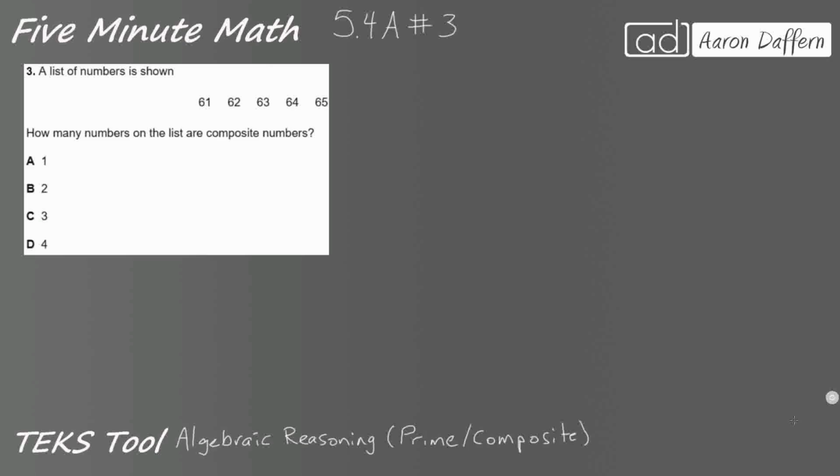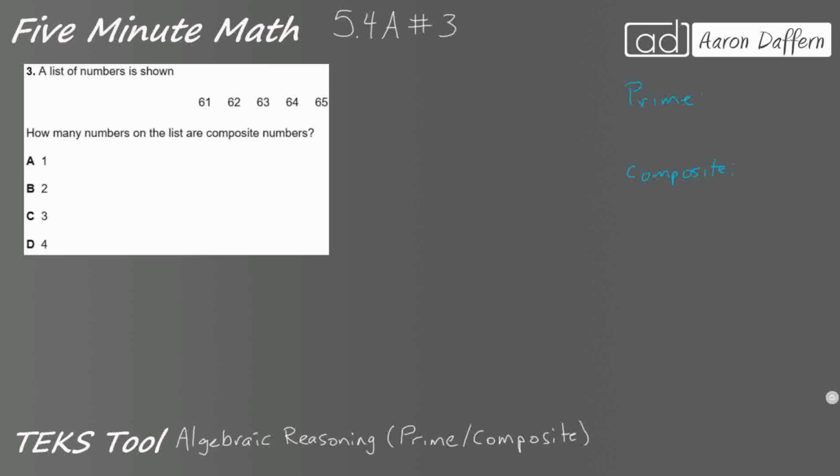So we've got five numbers, 61, 62, 63, 64, 65. We need to figure out how many of those are composite. All right. So before we do that, we need to know the difference between prime and composite numbers. Prime and composite, that's just one way that we can classify numbers. We can sort them into buckets.